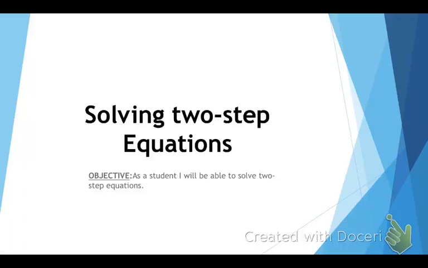Alright guys, welcome back. Today we're going to talk about solving two-step equations, and this is very important. This one's a little bit trickier than just single step, and this is how we're going to be doing all other equations in the future, which if you're in my period 4 or my period 6, they're going to get pretty difficult. So let's go ahead and get started. Your objective for this video is, as a student, you should be able to solve two-step equations.